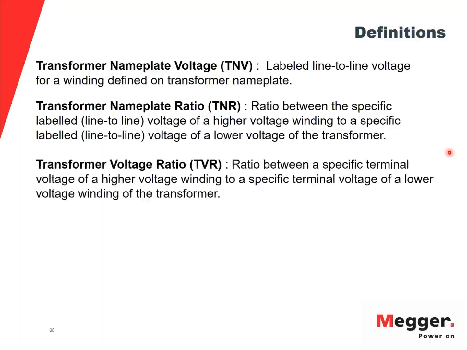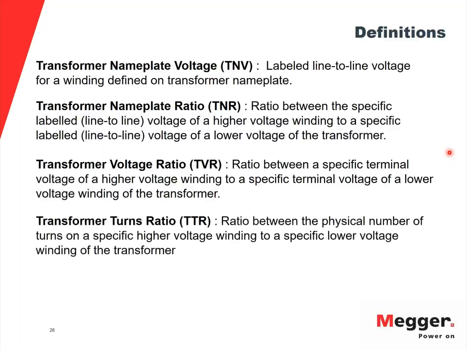Then we have another thing, which is transformer voltage ratio. It's the ratio between a specific terminal voltage of a high voltage winding to a specific terminal voltage of a low voltage winding. And this is typically looking at the phase values or one winding voltage to the other winding voltage. Then we have our turns ratio, which is the physical number of turns on the primary side to the physical number of turns on the secondary side.